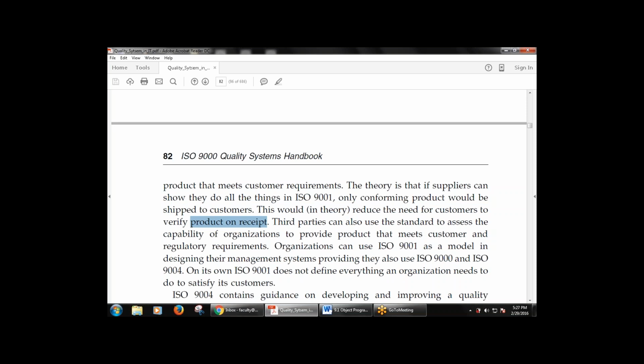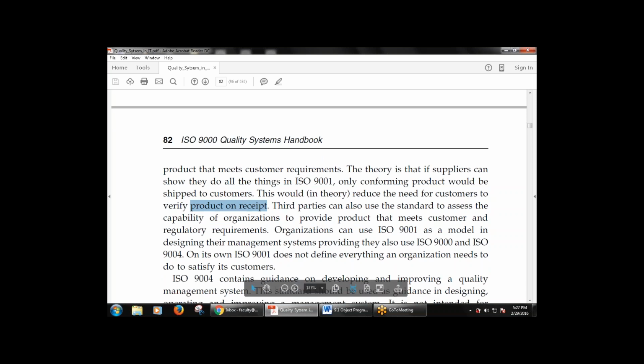Third parties can also use the standard to assess the capability of the organization to provide a product that meets the customer and regulatory requirements. And organizations can use ISO 9001 as a model in designing their management system, provided they also use ISO 9000 and ISO 9004.